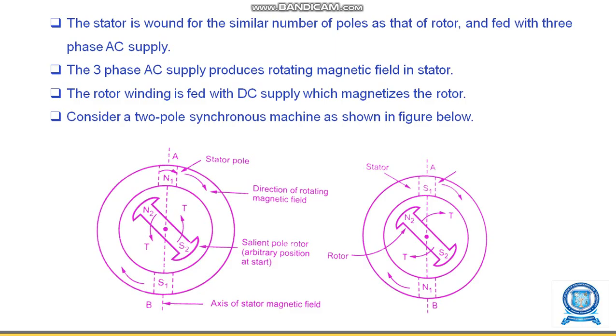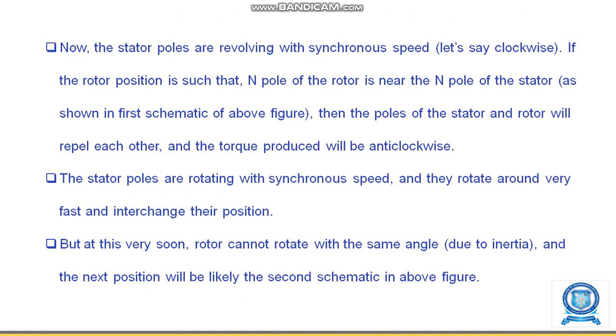The stator is wound for the same number of poles as that of the rotor and fed with the three-phase AC supply. The three-phase AC supply produces the rotating magnetic field in the stator. Now the stator poles are revolving with synchronous speed. If the stator position is such that the N pole of the rotor is near the N pole of the stator, then the poles of the stator and rotor will repel each other and the torque produced will be anti-clockwise. The stator poles are rotating with synchronous speed and they rotate very fast and interchange their position. But the rotor cannot rotate with the same angle, and the next position will be like the second schematic in the figure.